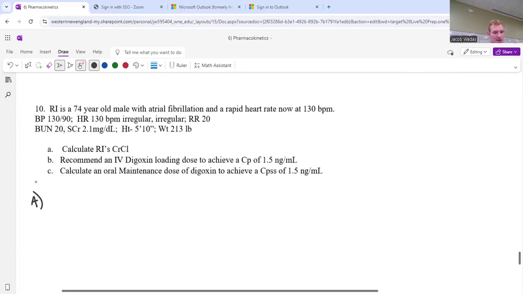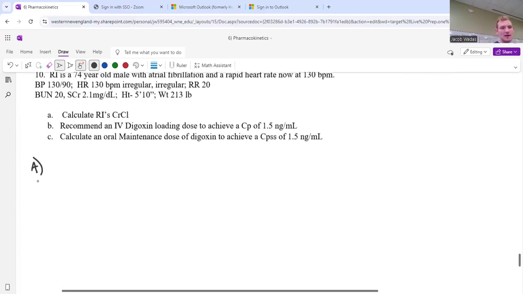RI is a 74-year-old male with atrial fibrillation, rapid heart rate of 130 BPM. Let's calculate his creatinine clearance. So we have to find his ideal body weight. IBW for a male equals 50 plus 2.3 times 10, so IBW equals 73. For creatinine clearance, you always use ideal unless their actual is less than ideal, and then you adjust.